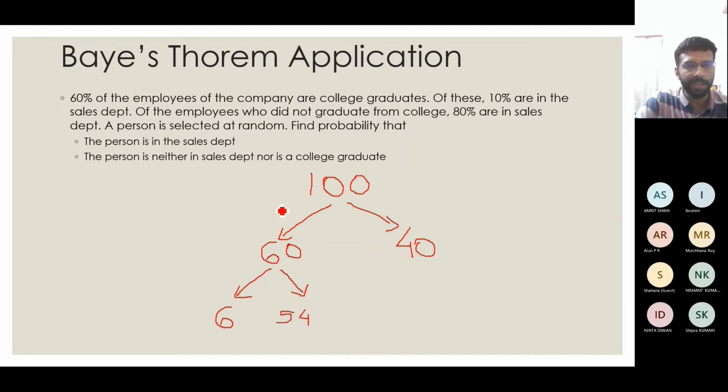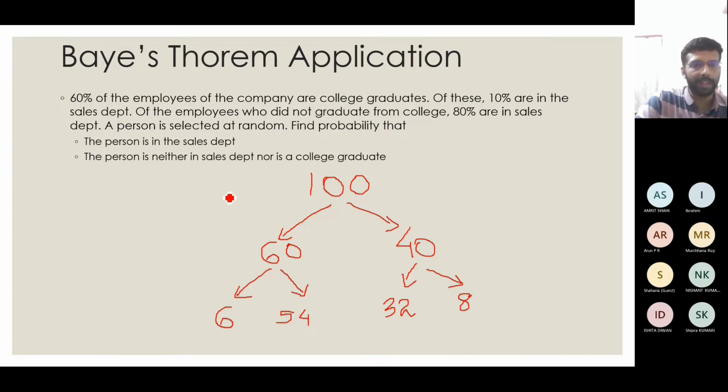Now coming to the next statement, of the employees who did not graduate from college, which is 40, 80% are in sales. That is 80% of 40, which is 32. So 32 people are in sales and the remaining 8 people are not in sales.